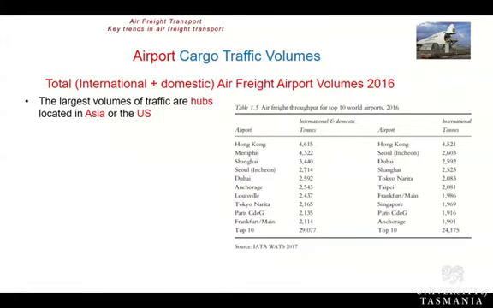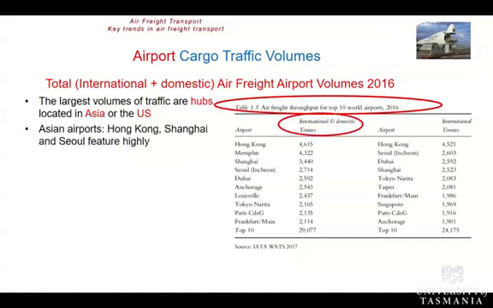We're going to shift focus a little bit now, so we're going to move away from getting the goods to the airport. We're going to have a look at the throughput at the airport itself. So we're going to have a look at airport cargo traffic volumes. Now, in the first instance, we're going to look at the combination of both international and domestic tonnes throughput in the top 10 airports in the world. It probably comes as no surprise that the biggest hubs for air cargo is going to be coming from Asia and the United States.